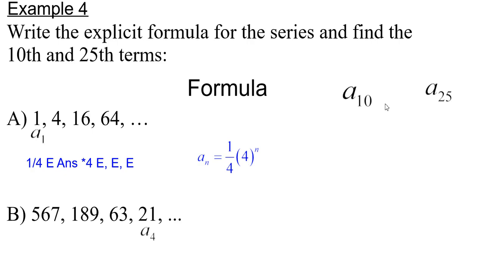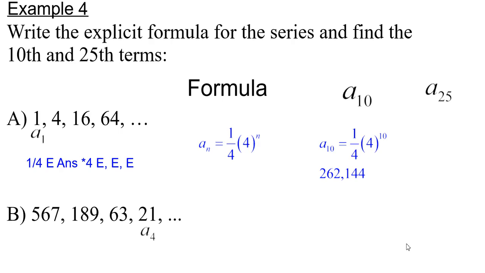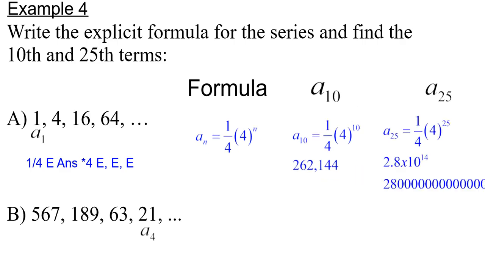Once I have the formula, I can then find any term value by taking the term number, substituting an n, and doing my calculation. So a sub 10, the 10th term in my sequence, would be 262,144. A sub 25, the 25th term in my sequence, ends up being 2.8 times 10 to the 14th, or you also have its expanded form below.